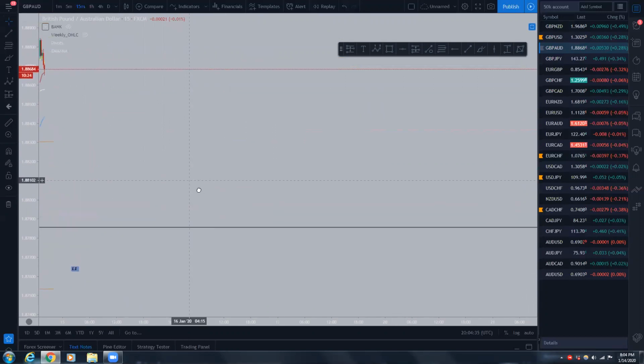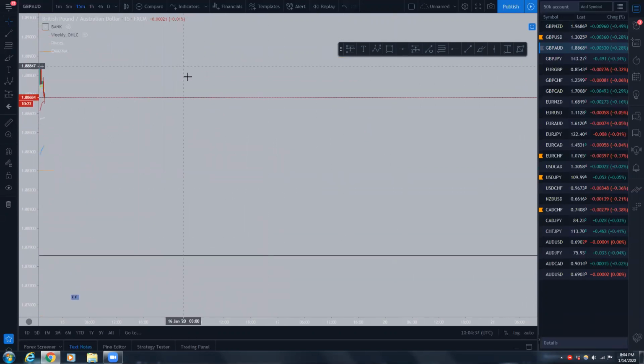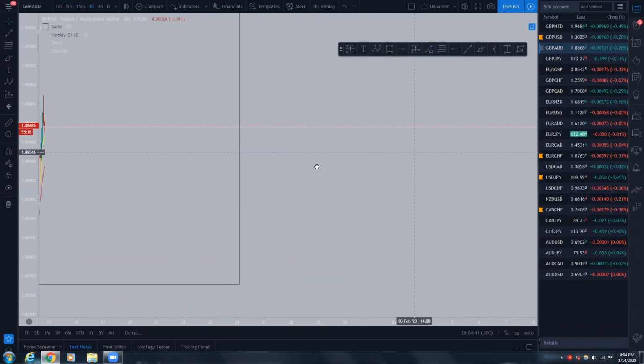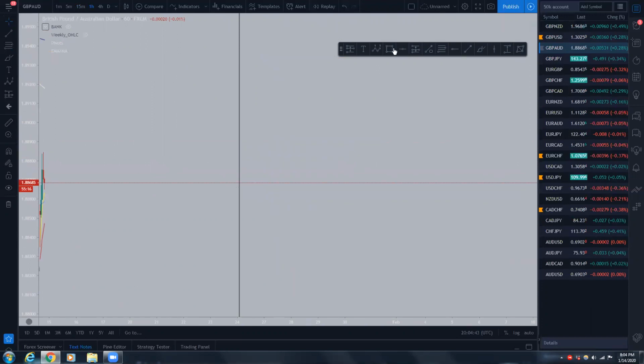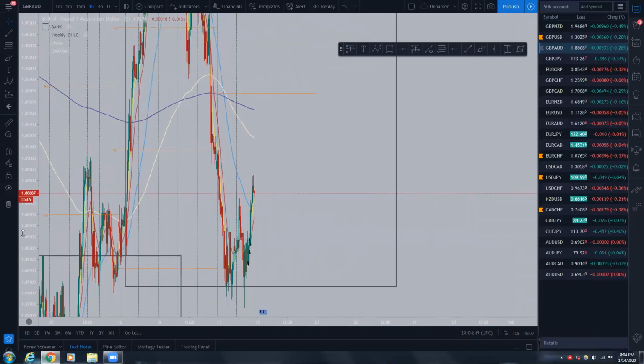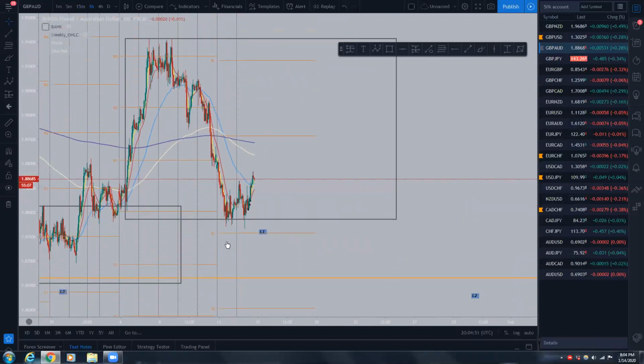Okay, so what are levels? That's the first question that you need to really have a confident answer to. You know, what are levels? Levels really and truly is just a structure. Levels is a structure that the market has and has been known to have for a very long time.